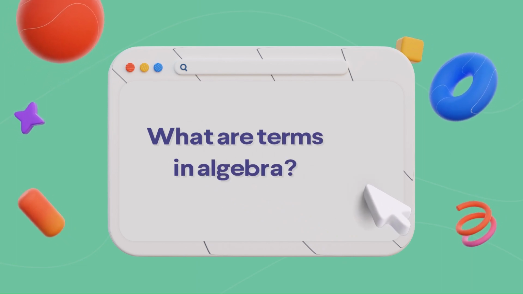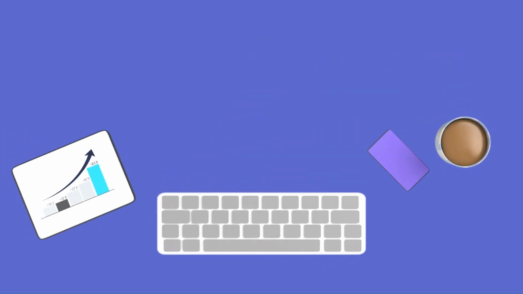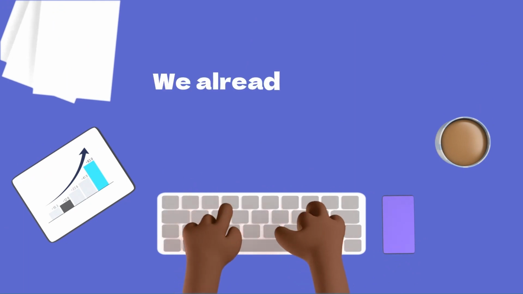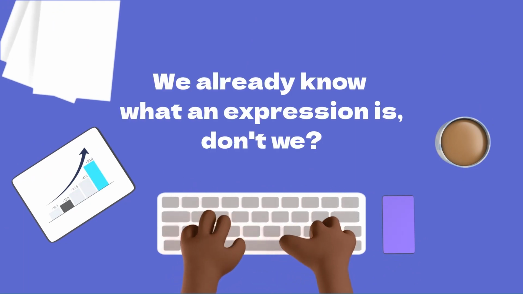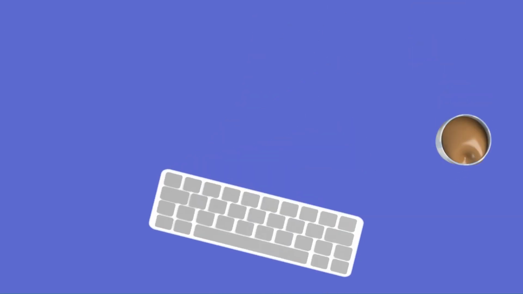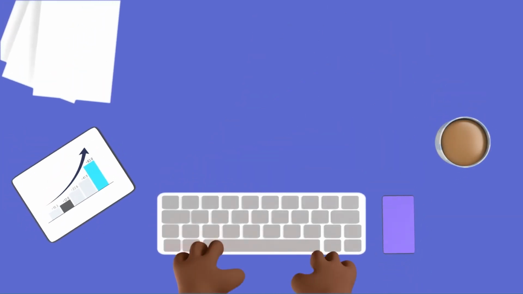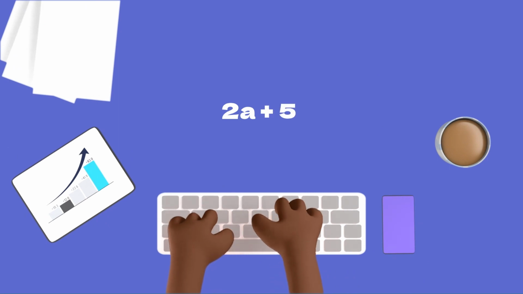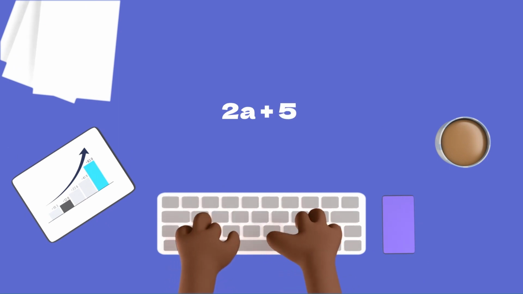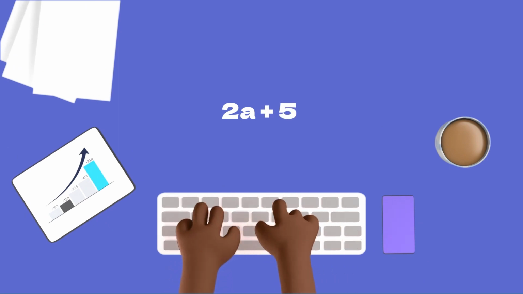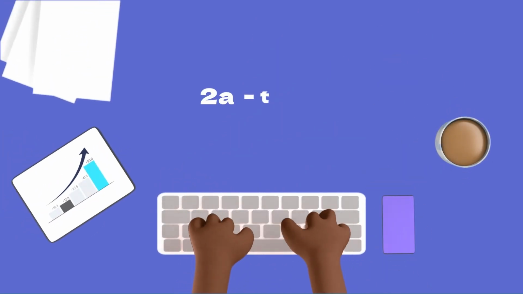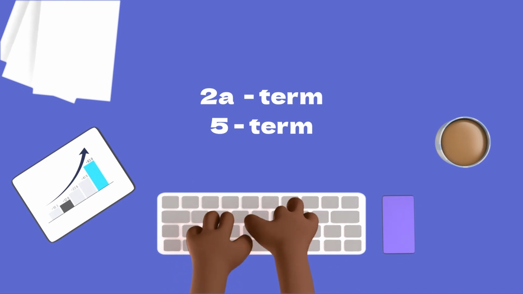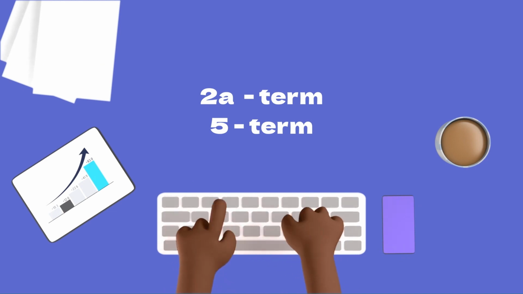We need to understand what a term is. We can learn how to collect like terms only when we know what terms are. We already know what an expression is, don't we? Example, 2a plus 5. That is an expression. We have learnt about them in a previous video where we learned how to solve simple algebraic equations. The 2a and 5 are called terms.